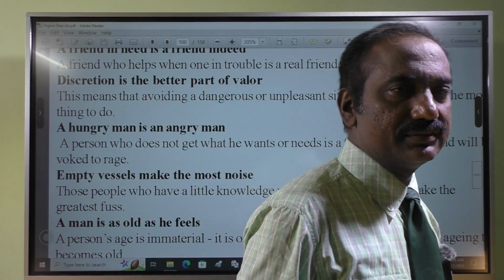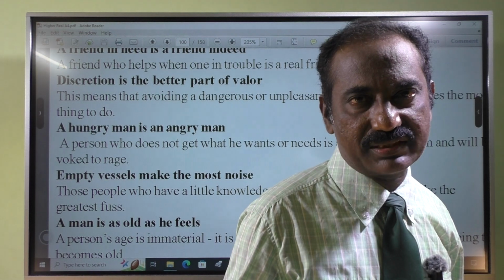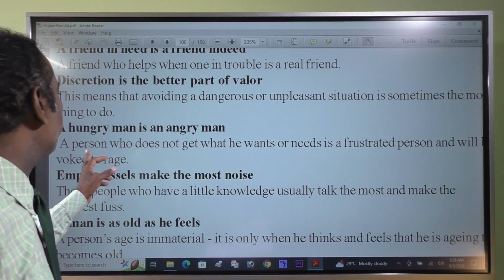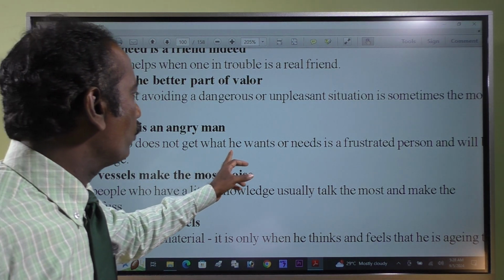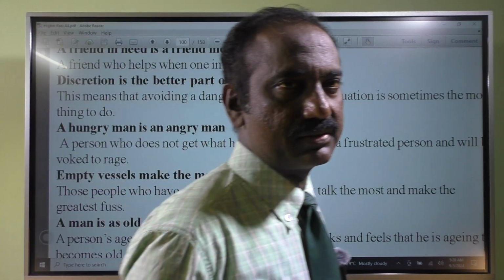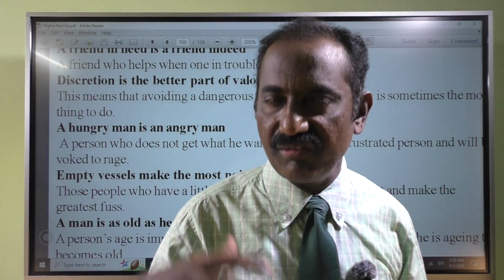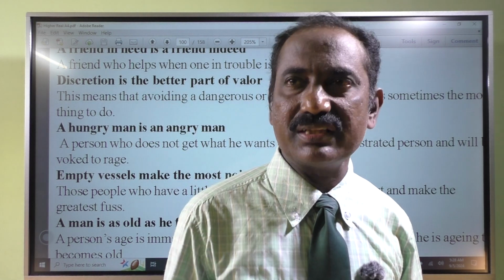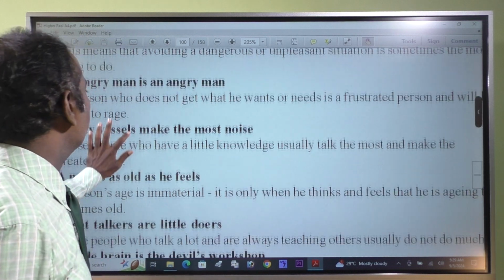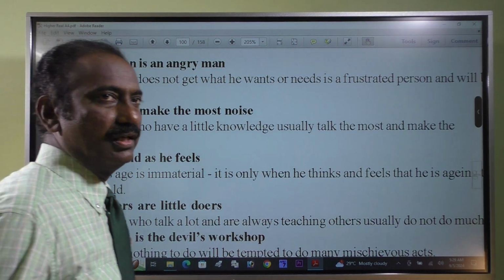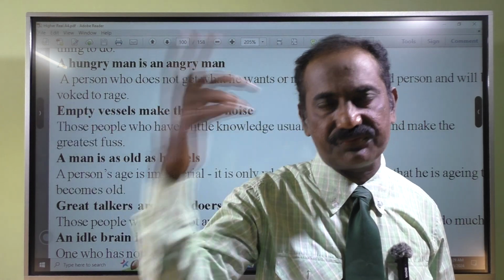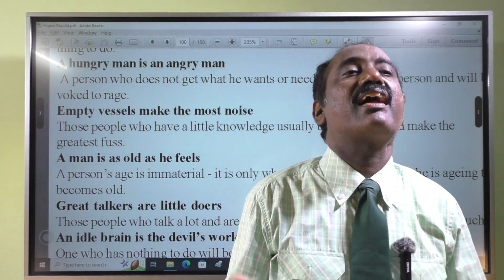And in the same way, angry man is angry man, most of the people are aware of that. Because a healthy person, if he is hungry, he shows his anger. In the same way, here, a person who doesn't get what he wants, that is the real meaning. That means, if an unfulfilled desire, need, requirement is there, that person behaves angrily. And empty vessels make most sound, because the real meaning is, a person who hasn't proper knowledge or stuff in his mind, he speaks unnecessarily.